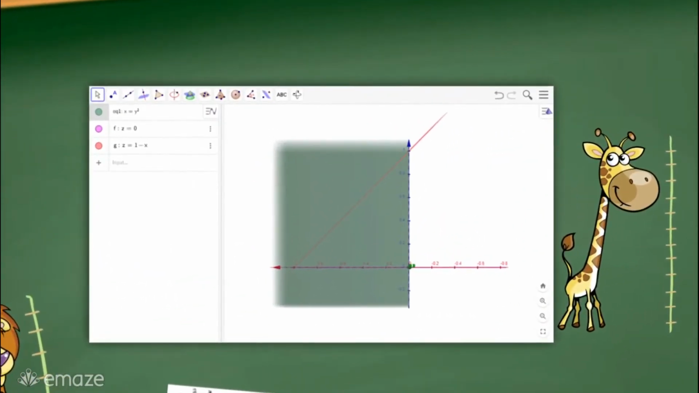Next, let's take a look from the y-axis. This is the y-axis, where y is the height, and x, z is the base. This is the shape shown from the y-axis, where y is the height.